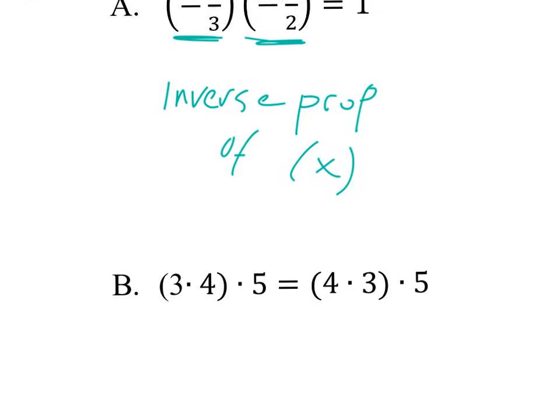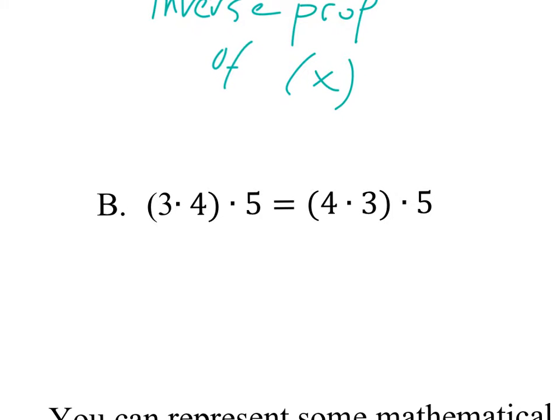Looking down below, I have 3 times 4 times 5 equals 4 times 3 times 5. Now I see parentheses, so immediately I'm thinking, hey, this is probably the associative, but it does not guarantee it. So I'm going to look to the left and I'm going to look to the right. Associative means they are grouping 2 different buddies. 3 and 4 are buddies on the first side. 4 and 3 are buddies. Did my buddies change? No, they didn't. This is not the associative.